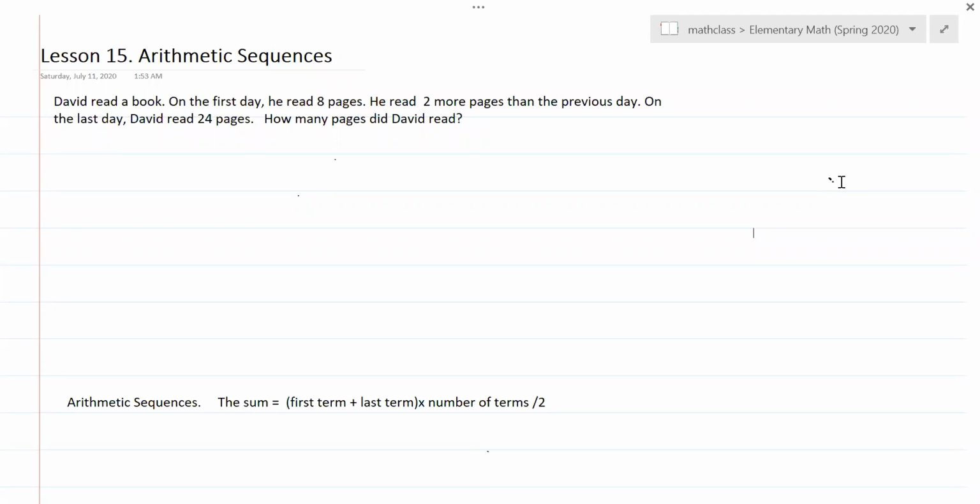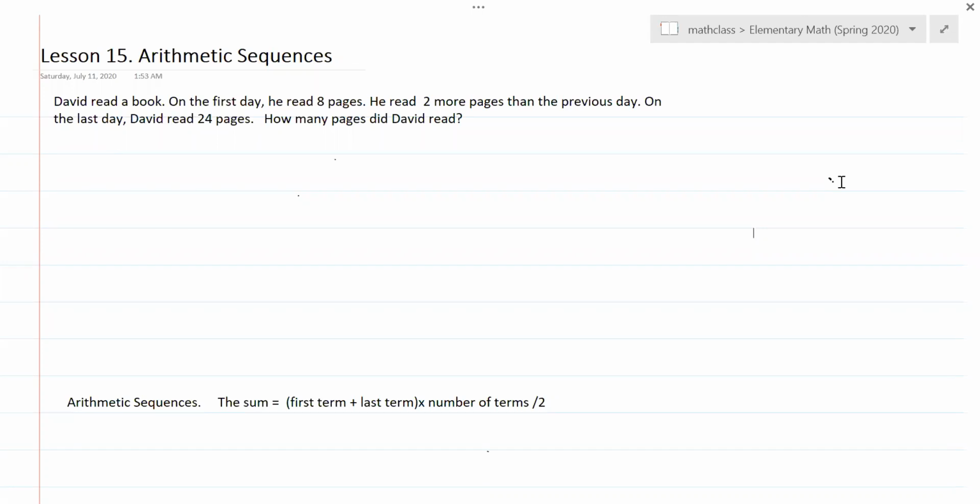So David read a book. On the first day, he read 8 pages. And he read 2 more pages than the previous day each time. On the last day, he read 24 pages. How many pages did David read? Okay, so this is a problem, right?